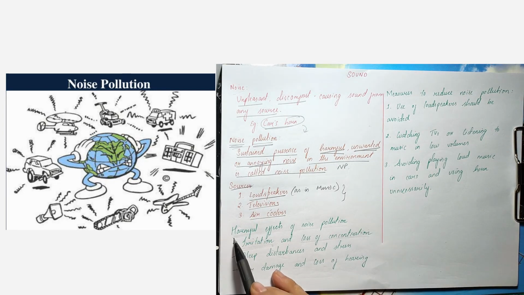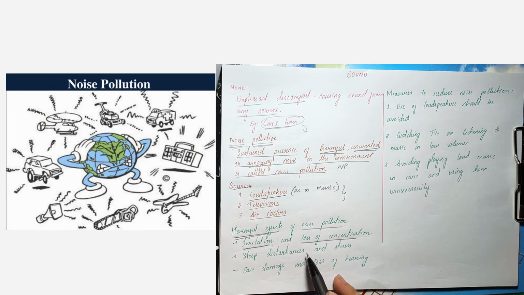Let us now discuss some harmful effects of noise pollution. This noise pollution can cause irritation and loss of concentration. For example, if you are studying and somebody makes a very loud noise, then obviously you will get irritated and you will lose your concentration. It causes sleep disturbances and stress. In extreme cases it may cause ear damage and loss of hearing.